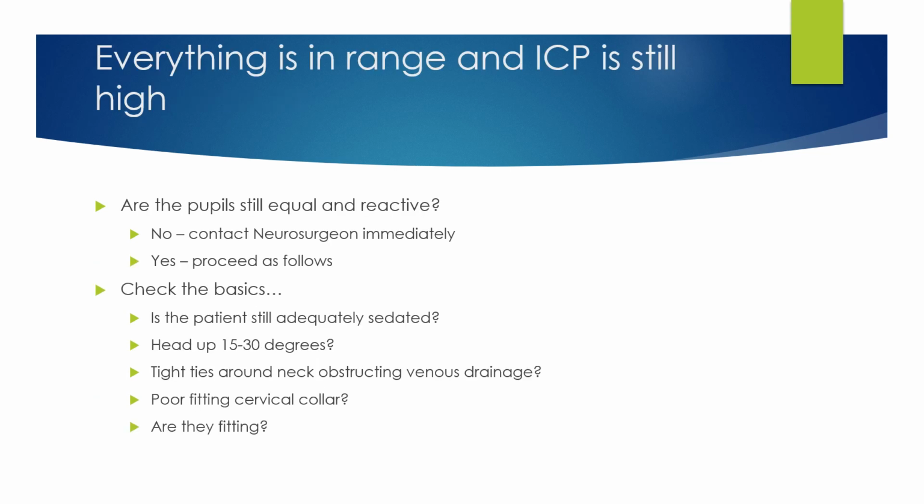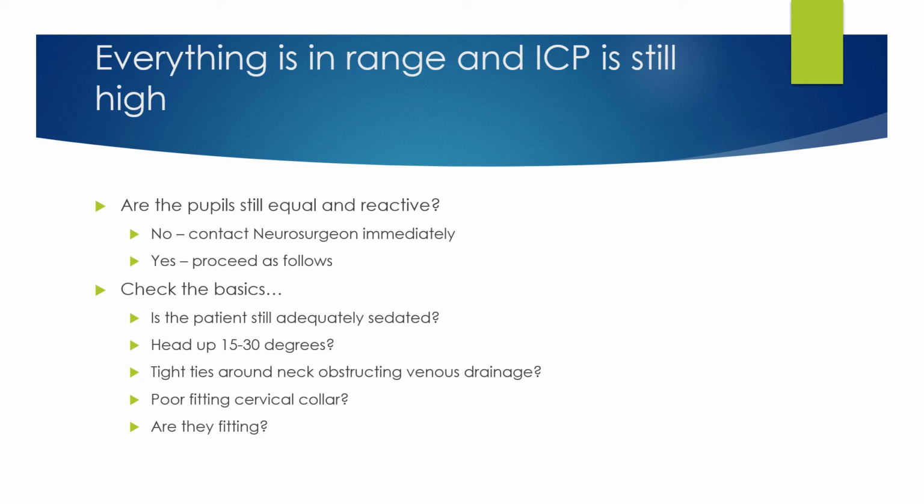So let's say you've set all of those things into target range and intracranial pressure is still high. Well, go and examine your patient. Are that patient's pupils still equal and reactive? If not, get on the phone to your neurosurgeon immediately. You could be looking at new intracranial pathology that needs surgical intervention. If they are, though, check the basics with your patient. Are they adequately sedated? Have you got them head up?